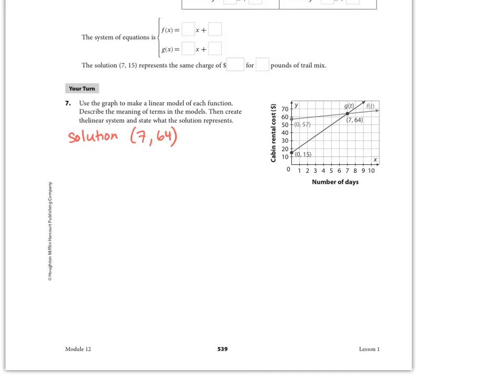And this means that both cabins will charge the same, or I shouldn't say charge, but cost. Both cabins will cost $64 for 7 days, or after 7 days. That's our solution.